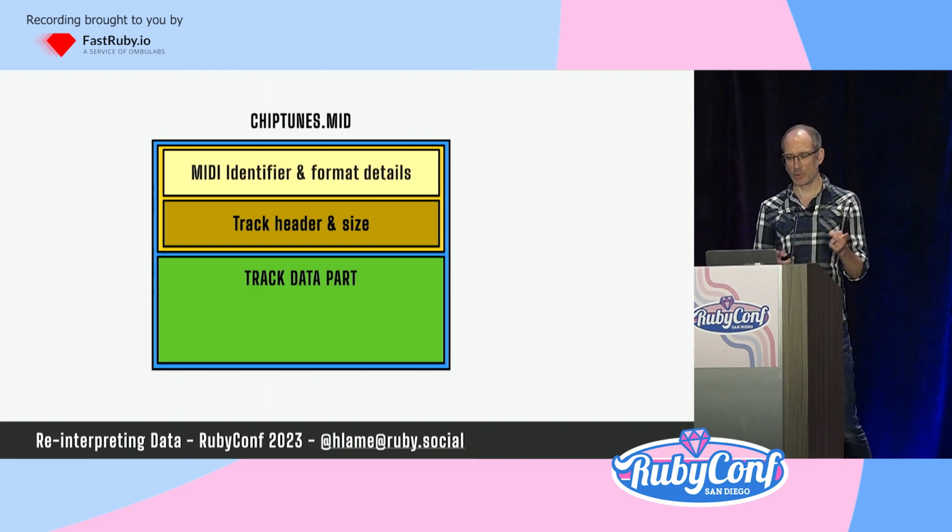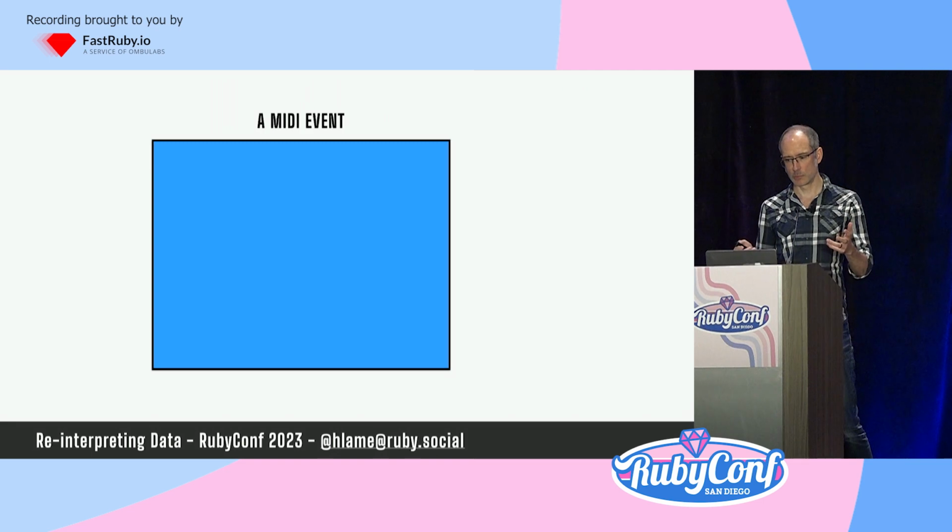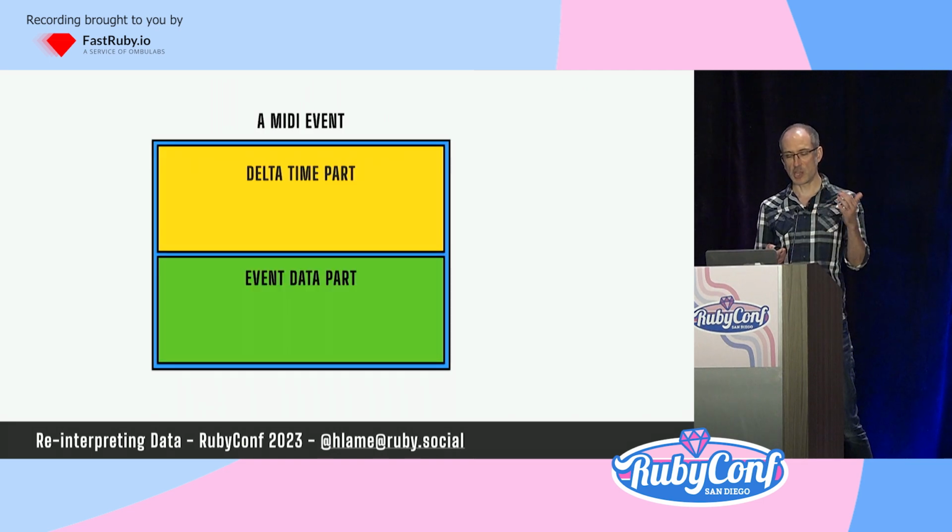The track data, however, it's not like WAV. It's not just smoosh a source file under here and we're done. And it's not like bitmap, where we have to interpret and interleave some padding. It's more structured. It's actually made up of a stream of MIDI events. So a MIDI event is structured. What does it look like? It's made up of time and data.